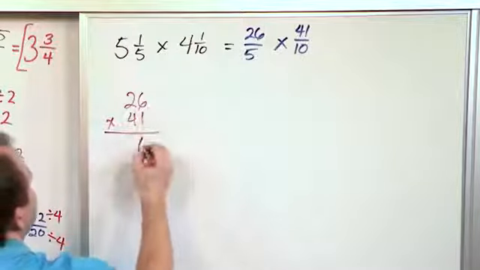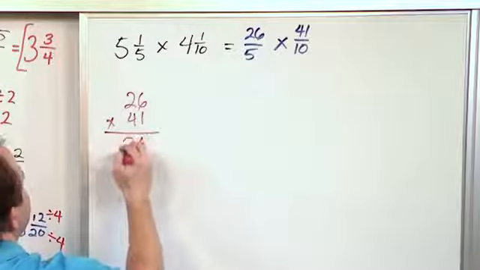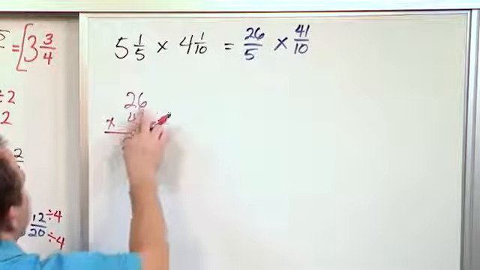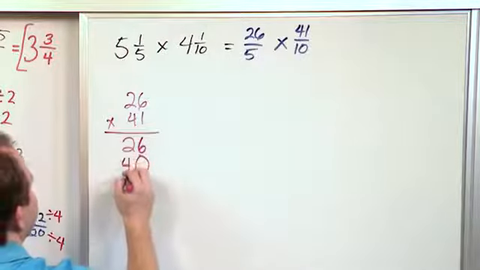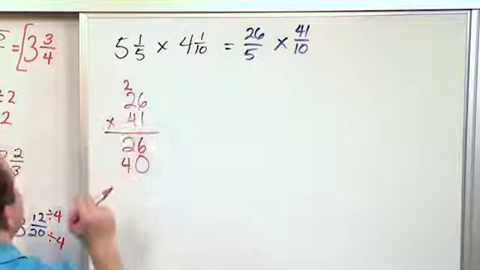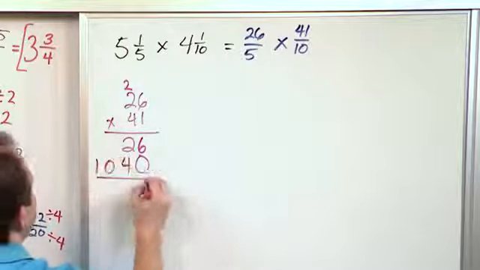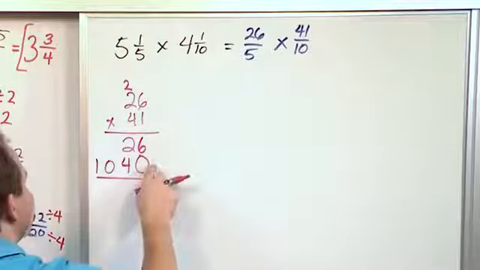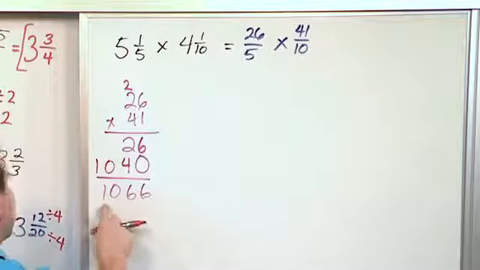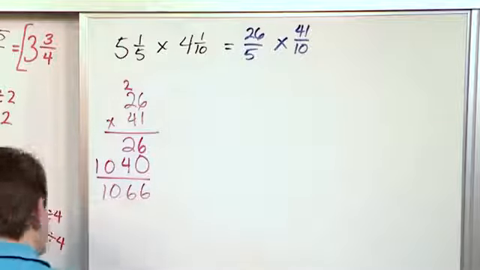1 times 6 gives me 6. 1 times 2 gives me 2. Then I go to the next line and I add my 0. 4 times 6 gives me 24, so I'll put the 4 there and carry the 2. 2 times 4 is 8, and then 8 plus 2 is 10, so I'll put a 10 here. And then I start adding up. 6 plus 0 is 6. This gives me 6, this gives me 0, this gives me 1. So the answer is 1066.